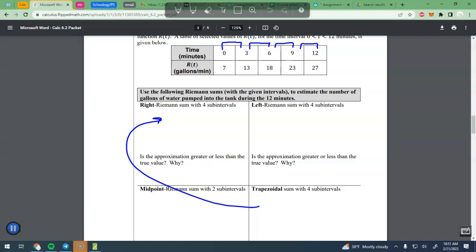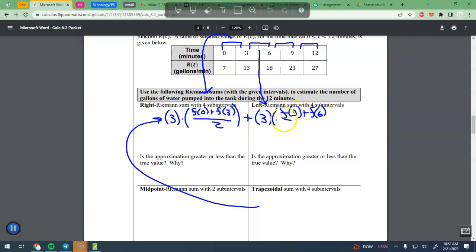So my first rectangle, the base is 3. And then I find the average of the two endpoints. So it would be f of 0 plus f of 3 divided by 2. That's my first rectangle. So you can see trap is a little more annoying. Plus, then my next base is 3, so I'm on my second one now. I would do f of 3 plus f of 6 divided by 2.